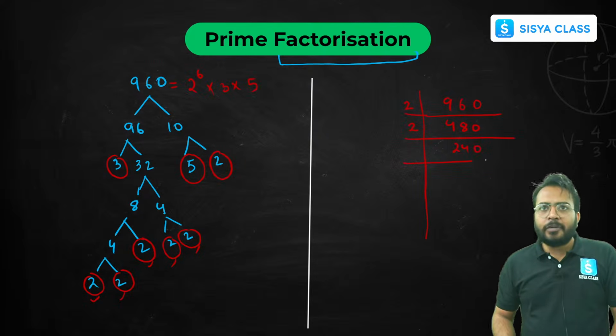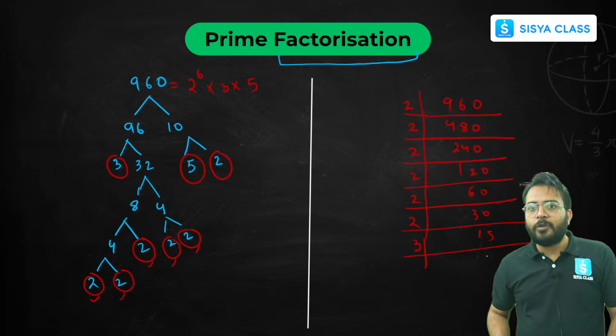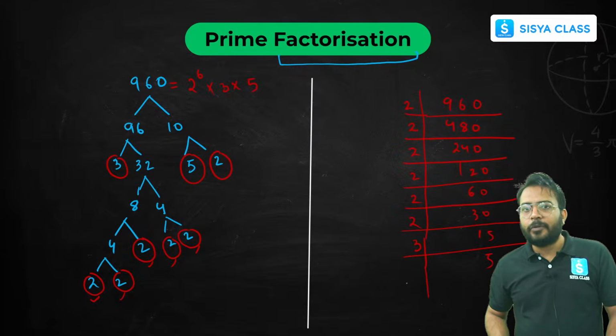And further we can divide it with 2, so it is going to be 120, and further with 2 it is going to be 60, and further with 2 we are going to get 30, and further we are going to get 15, and further we are going to get 3, and further we are going to get 5, yes or no?